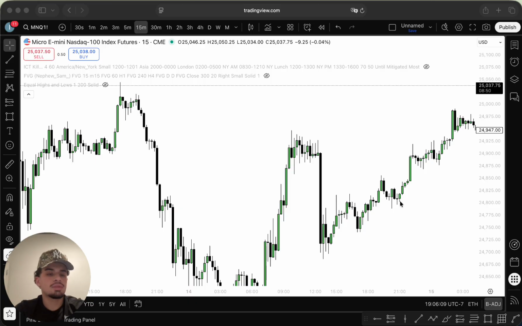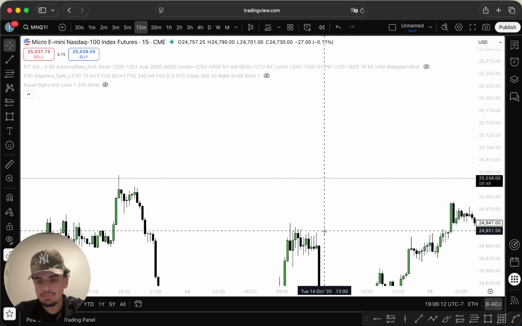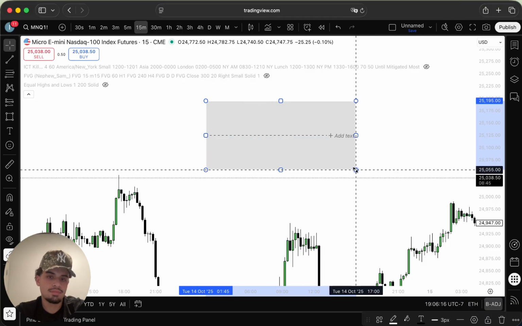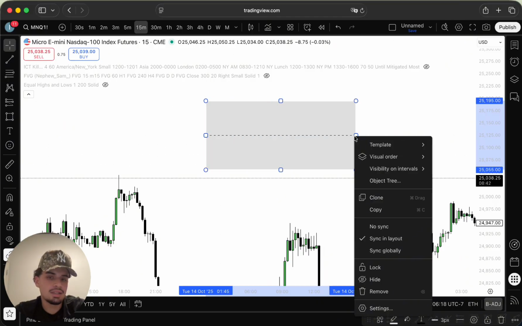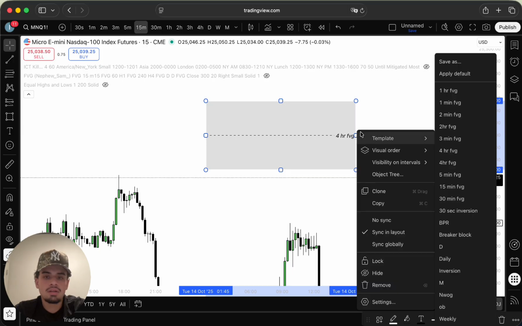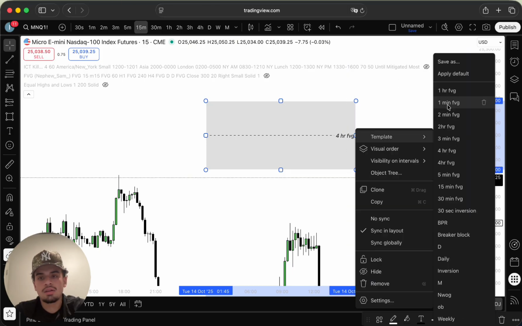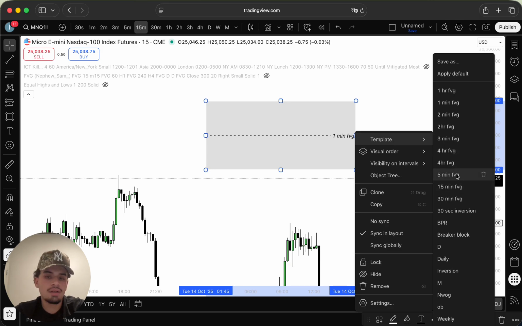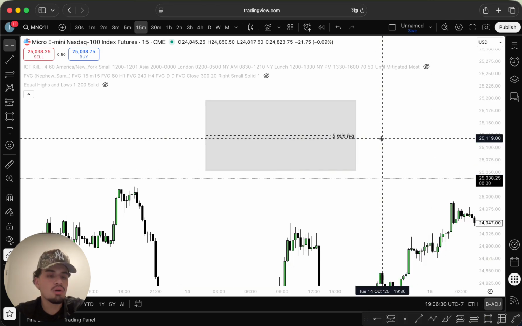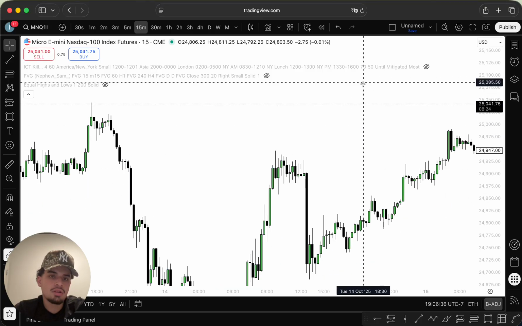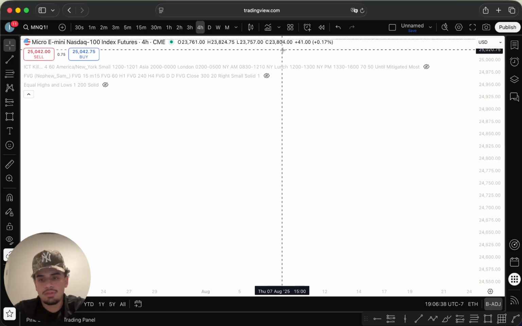So I'm just going to explain what fair value gaps are. Now, let's just have a gap. This can be a 15-minute, a 4-hour, a 1-minute, or a 5-minute gap. All these gaps are found in different time frames, and no matter what time frame, there's always going to be a gap. So let's start off with the 4-hour, for example.